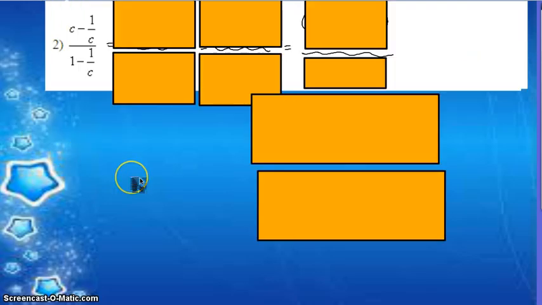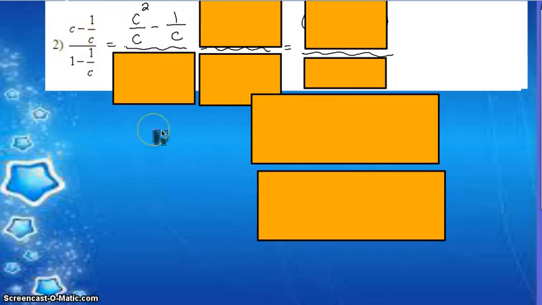For example 2, it's going to be the same process even though you're involving variables. We have a numerator divided by a denominator. So for your numerator, we're looking at c minus 1 over c. The common denominator would be c. So when you multiply that first fraction by c over c, it's going to end up being c squared over c.